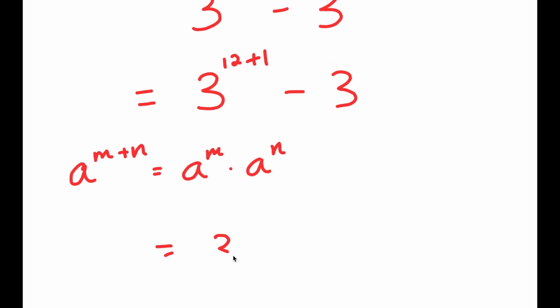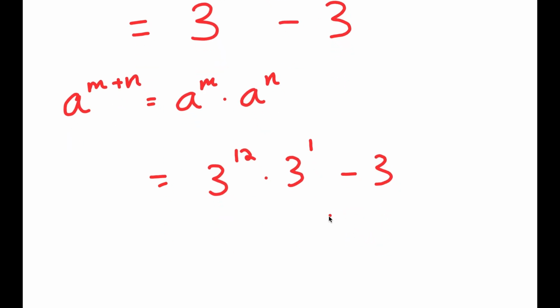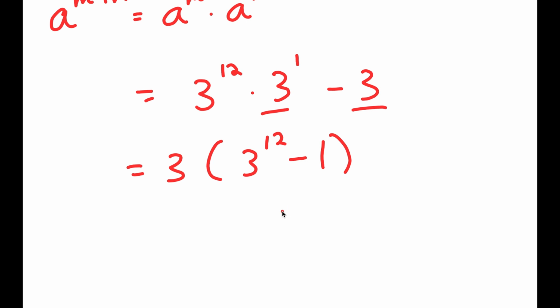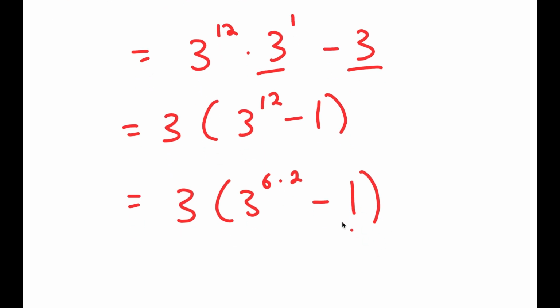So this is going to equal 3 to the power of 12 times 3 to the power of 1 minus 3. And from here, because both of these terms have 3 in them, I can factor out 3. So I get 3 times 3 to the power of 12 minus 1. Now from here, I get 3 times 3 to the power of 6 times 2 minus 1.